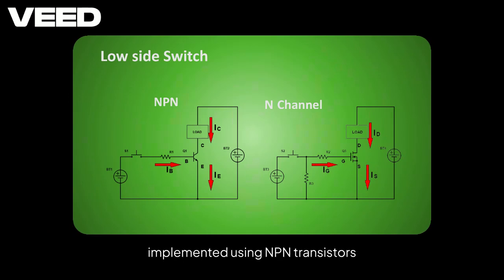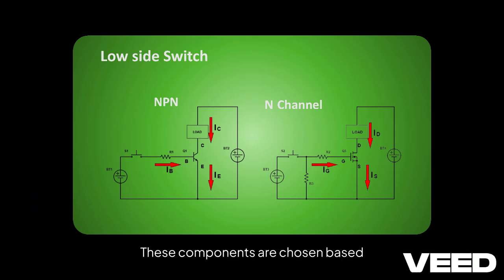Low-side switches can be implemented using NPN transistors or N-channel MOSFETs. These components are chosen based on the application's specific needs, such as voltage levels and current handling capabilities.